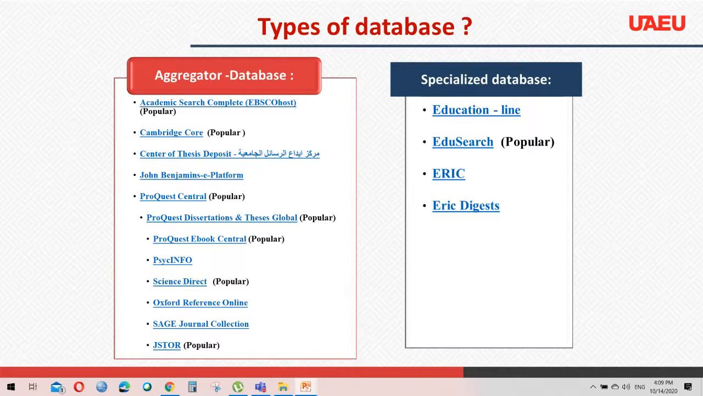We have some famous databases supported by EBSCO called Academic Search Complete. We have Cambridge Core, ProQuest Central, PsycINFO, ScienceDirect, Oxford Reference Online, SAGE, and JSTOR. Some specialized databases are focused on education papers, like ERIC and EduSearch, and there is also another example.